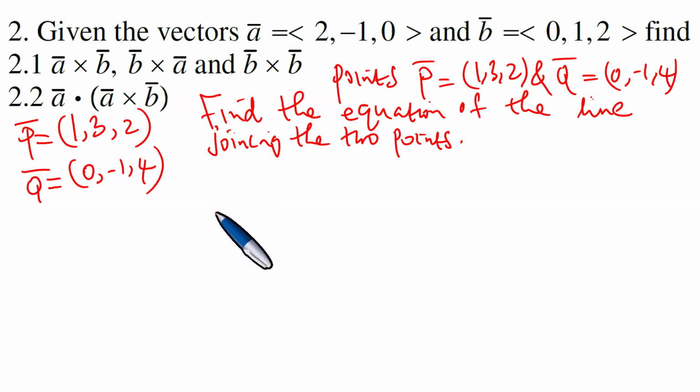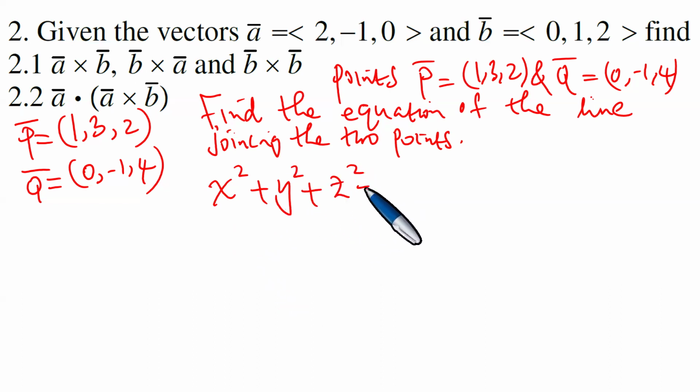What answer did you get? x squared plus y squared plus z squared is equal to 5. x squared plus y squared plus z squared is 5, right? That's fine.